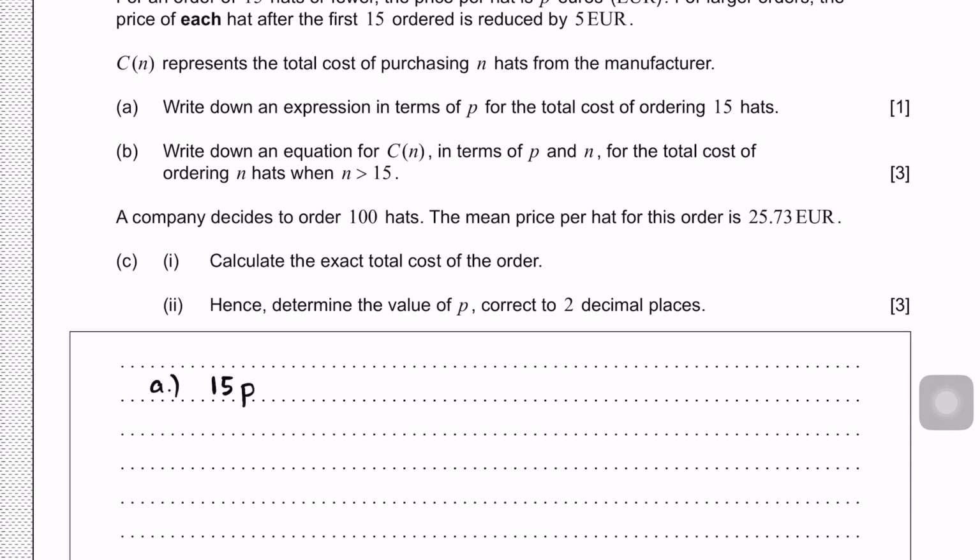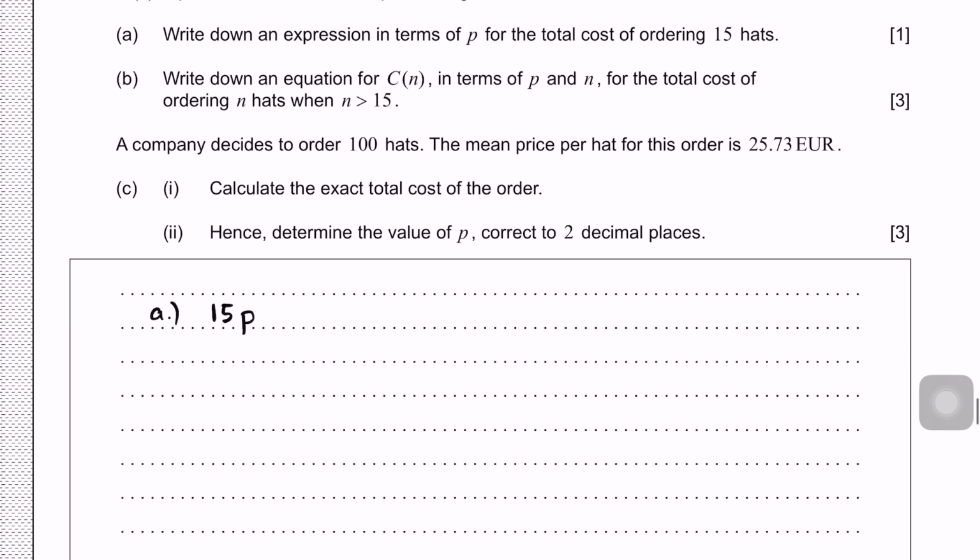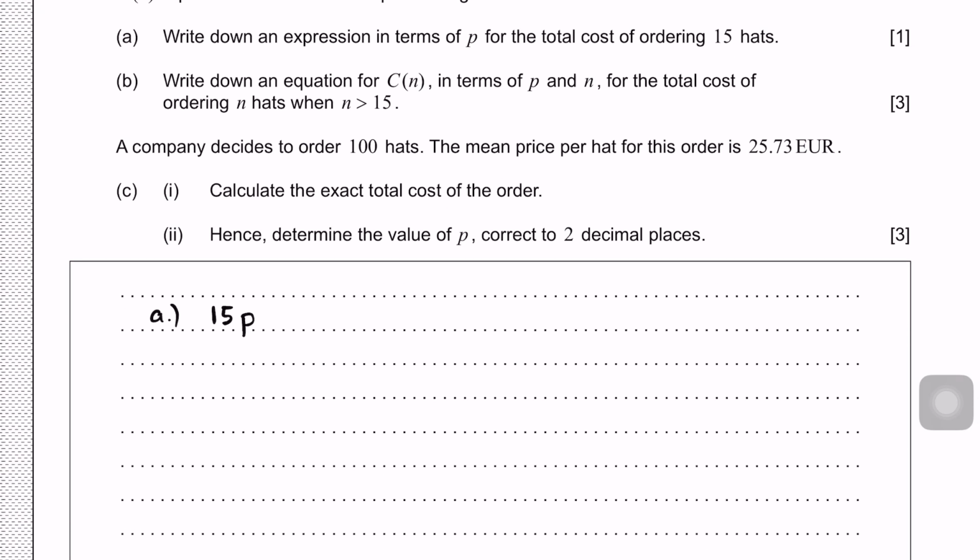Write down an equation for C of n in terms of p and n for the total cost of ordering n hats when n is greater than 15. So can we create a function that links cost to the number of hats using these variables, p, price per hat, and n, number of hats we've ordered, for an order that is greater than 15? Okay, so what might that look like, and how can we go about doing this?